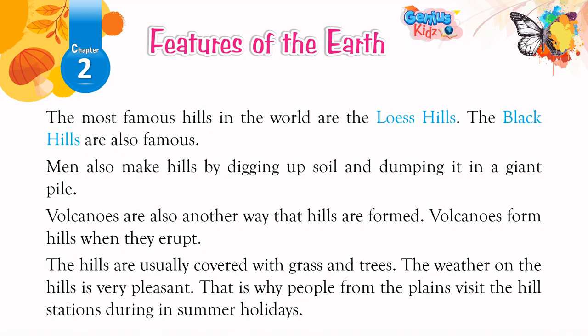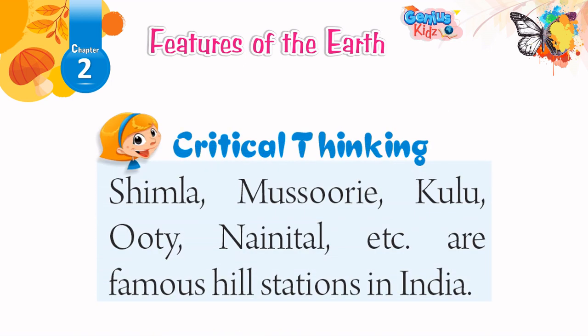Volcanoes are also another way that hills are formed. Volcanoes form hills when they erupt. The hills are usually covered with grass and trees. The weather on the hills is very pleasant. That is why people from the plains visit the hill stations during summer holidays. Critical thinking. Shimla, Mussoorie, Kullu, Ooty, Nainital, etc. are famous hill stations in India.